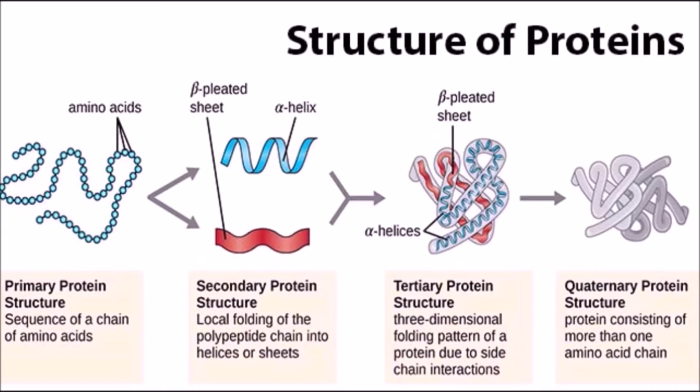Properties of the R groups ultimately create the shape of a protein, and the shape of the protein determines its functions, as to what it can bind to or what it can't bind to.